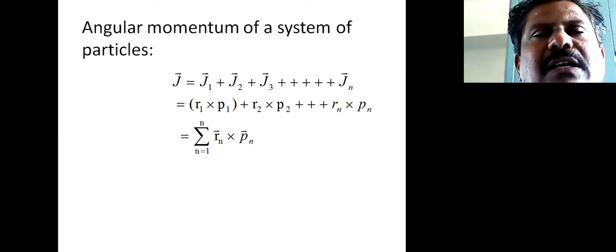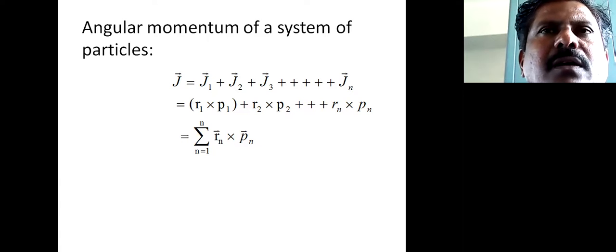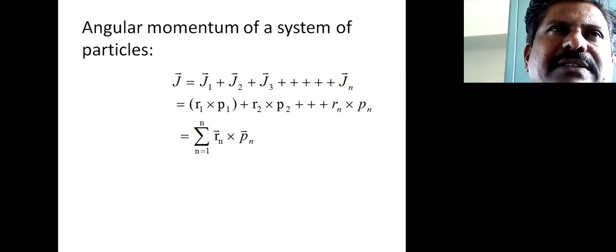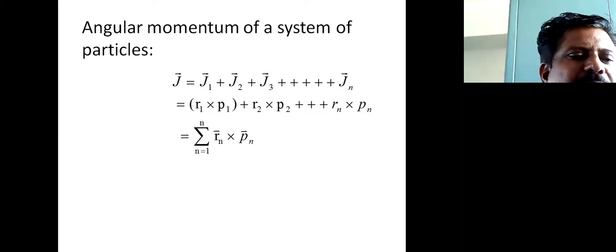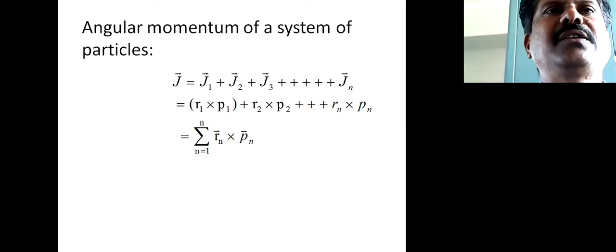So this is the basic of angular momentum. The moment of linear momentum about a fixed point of a particle or an object is called angular momentum. Simply put, the moment of linear momentum of an object about a fixed reference point is nothing but angular momentum.